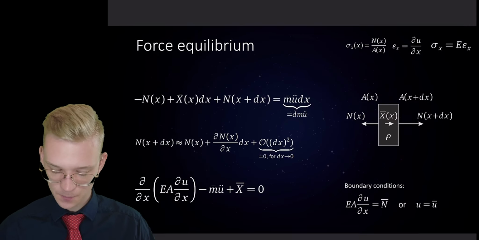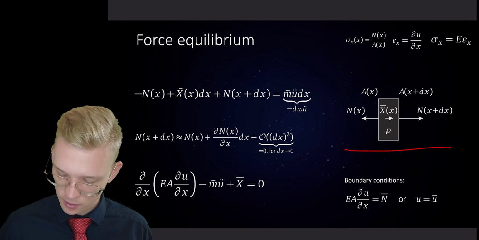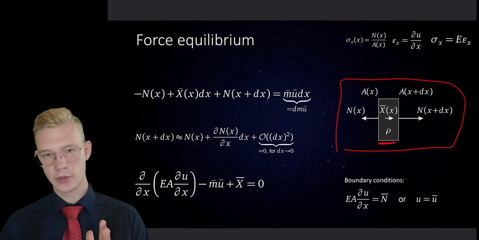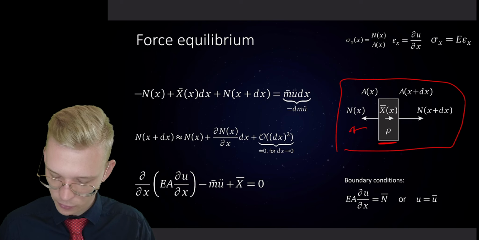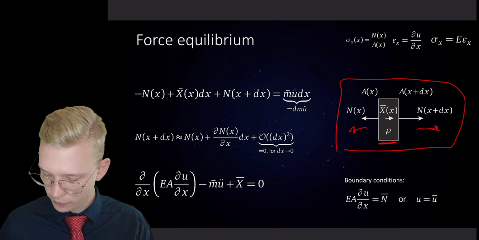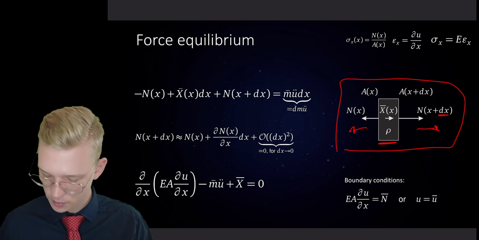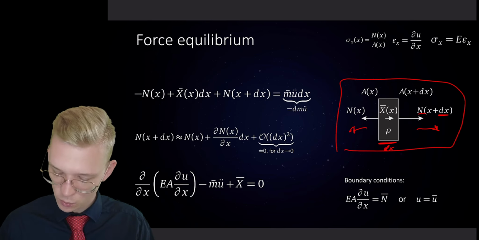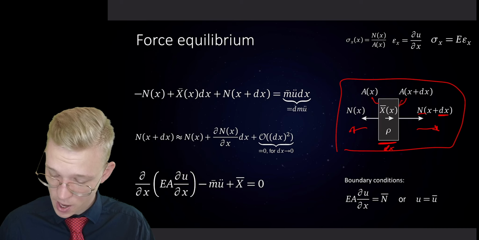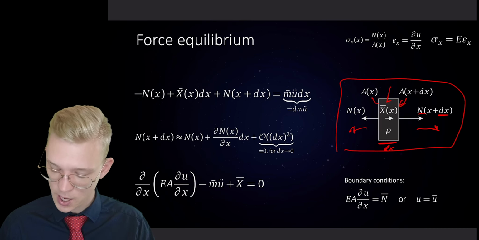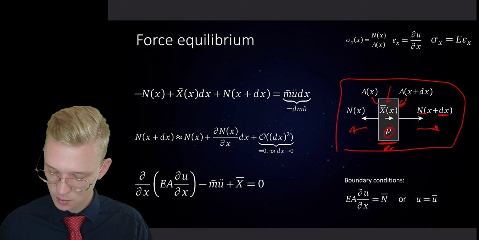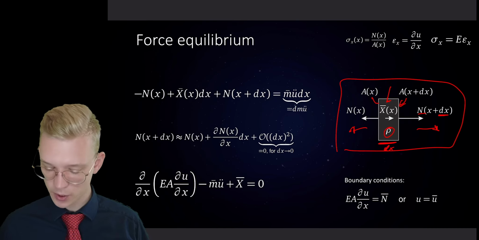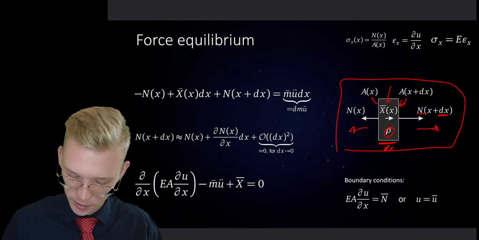With these equations, we now can construct a force equilibrium. If we look at a very, very small part of our system, we know that we have a normal force in one direction and a normal force plus some dx, some length, on the other side. We have an area here and we have an area there. Then we of course have our forces per unit length, and the whole thing is dense. And now we want to set this to equality.